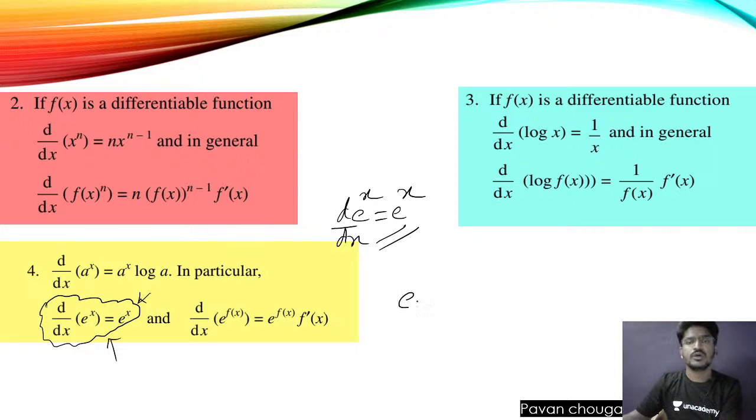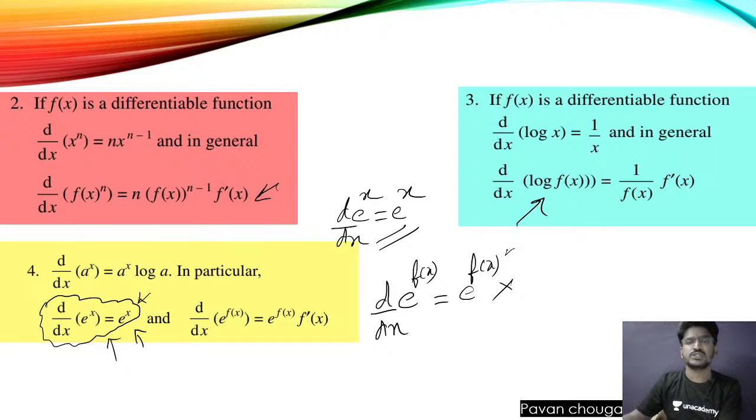What about e power f of x? Again of this kind, a composite function. What do you have to do here? Differentiate this first with the formula of e raised to x. What will it be? It will be e to the power of f of x.